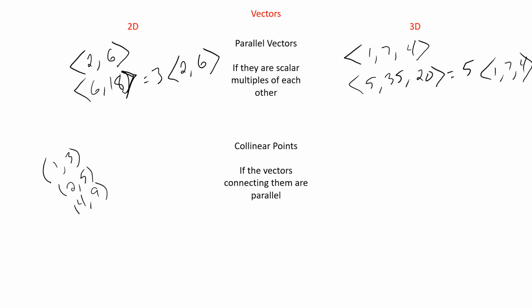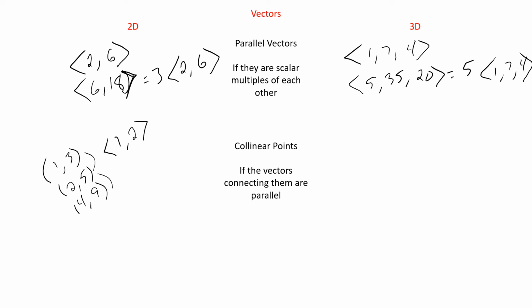We can find any 2 vectors, either the first and second, second and third, first and third, doesn't matter, any two vectors. So let's find these two. To get from 1 to 2, that's going to be 1. 3 to 5 is going to be 2.